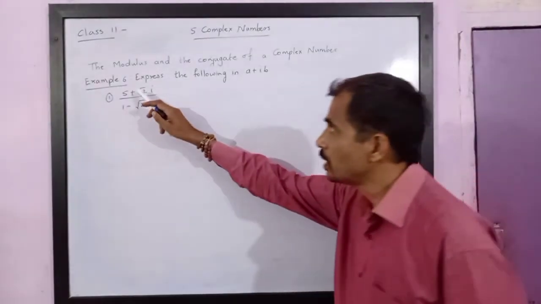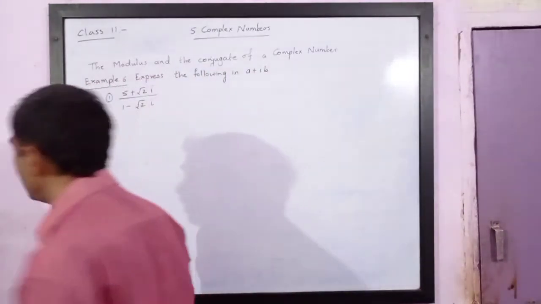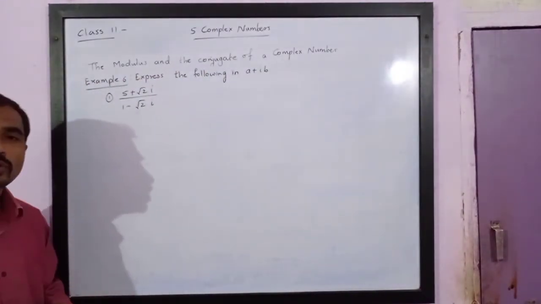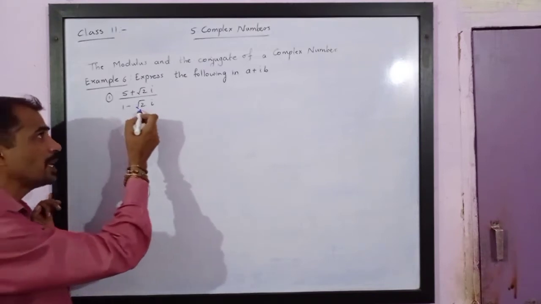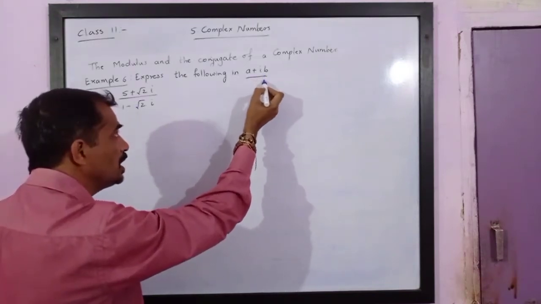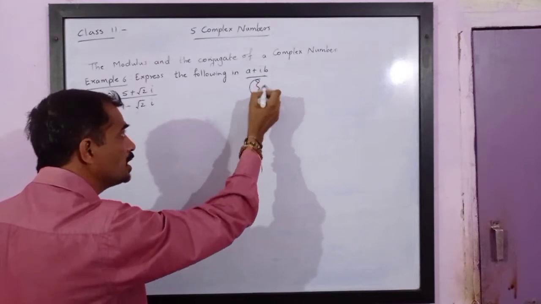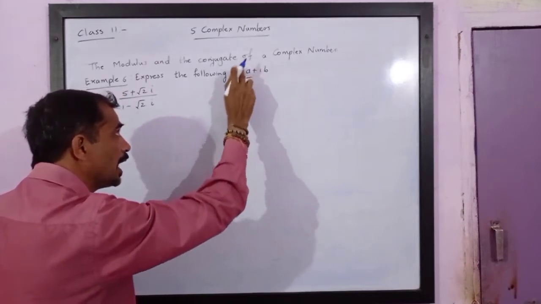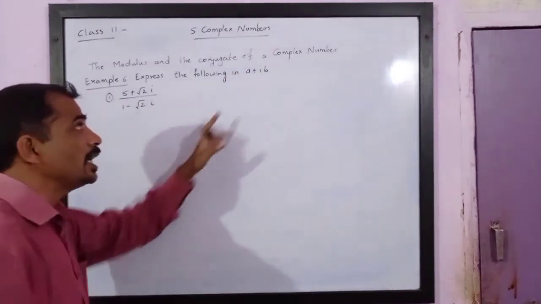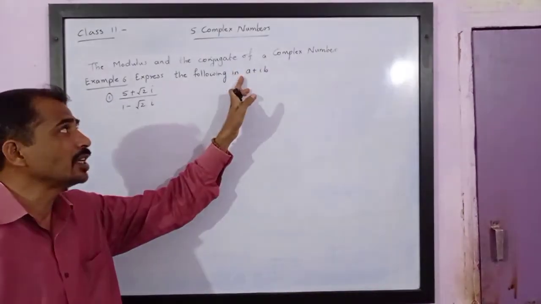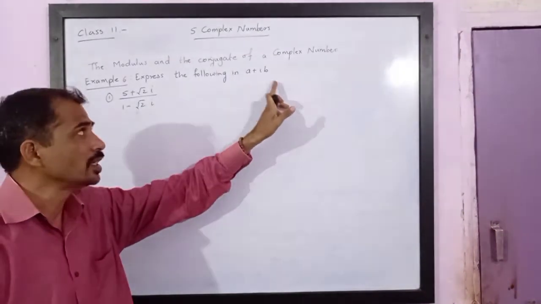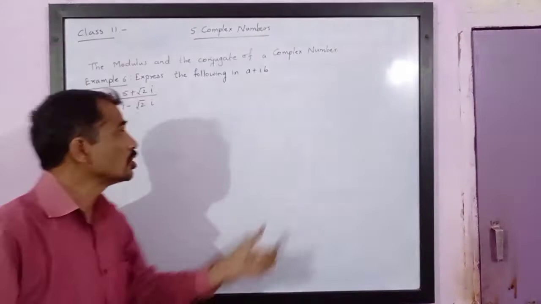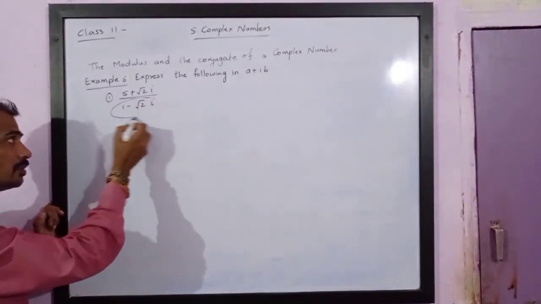Next question, example number 6: express the following in a plus ib. The first example is 5 plus root 2i upon 1 minus root 2i. Please note, we have to express this in this form. It means we don't want an imaginary number at the denominator. a is a real number and can be a fraction, b can be a fraction, but there is no imaginary number at the denominator. So we don't want this.